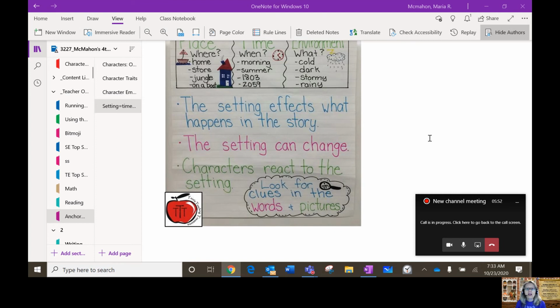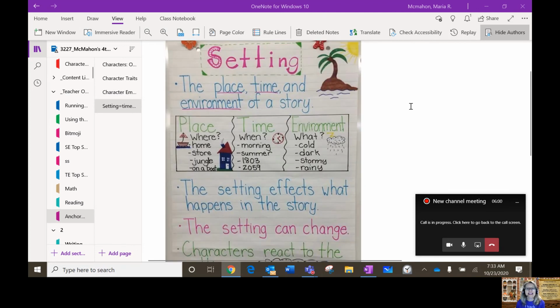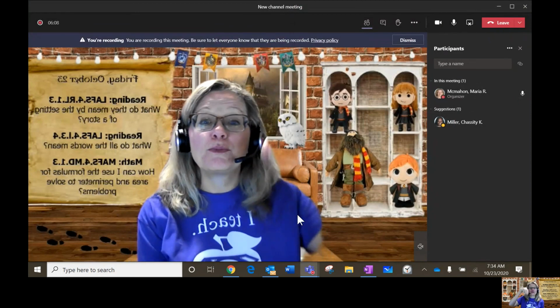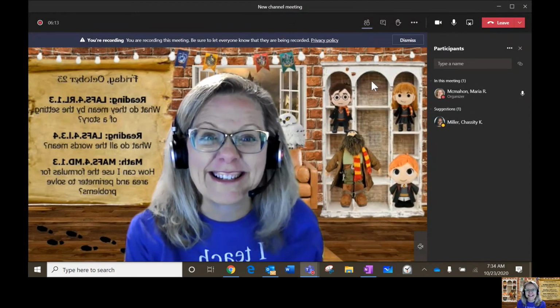So when you're working on setting, you want to look for clues in the words and in the pictures because setting is really important to our story. It helps us to understand what's happening and it helps to put us right there in the story. And that makes it a lot more fun, doesn't it?